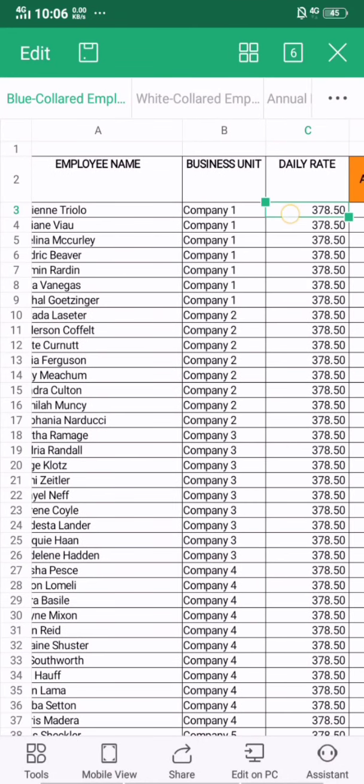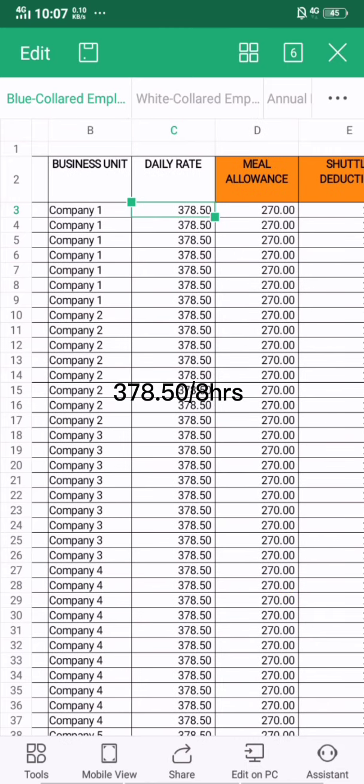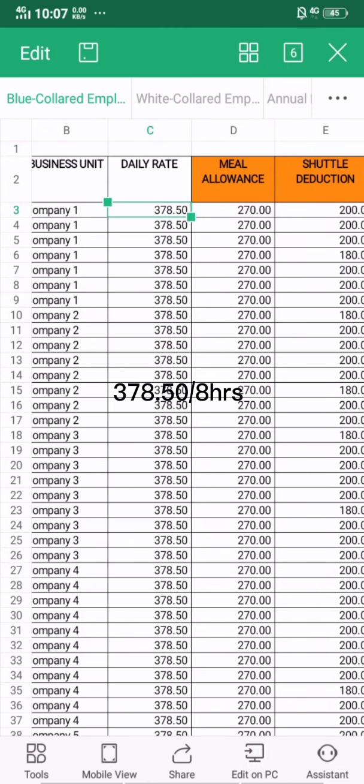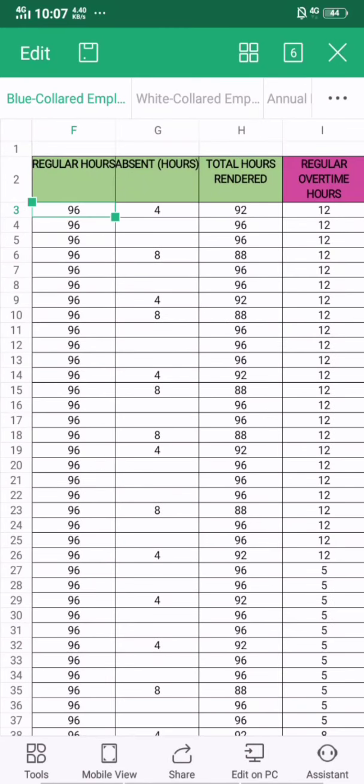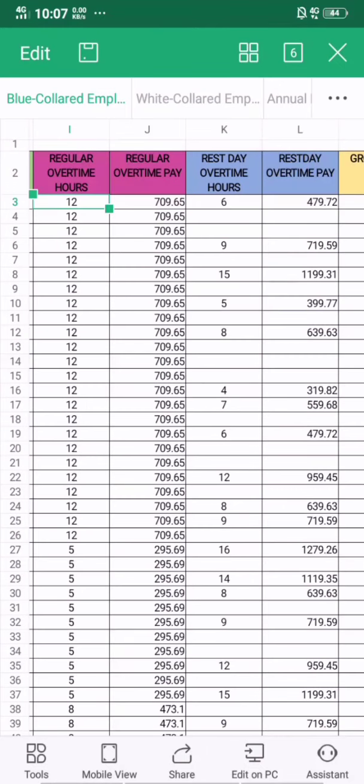In getting the hourly rate, first, I will divide the daily rate of the employee, 378.50, by 8 hours. And then I will compute the regular hours and the absent hours of the employee to get the total hours rendered.